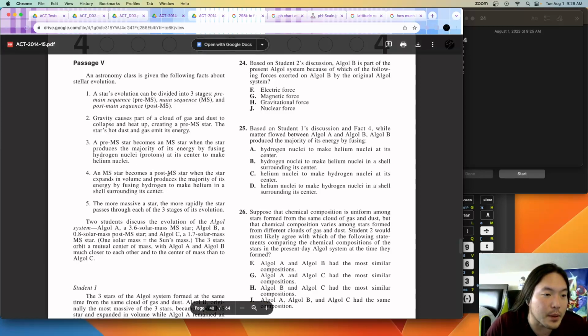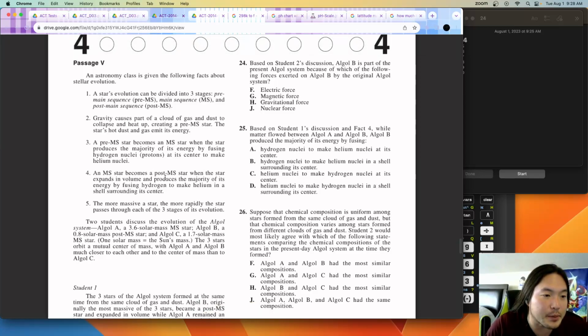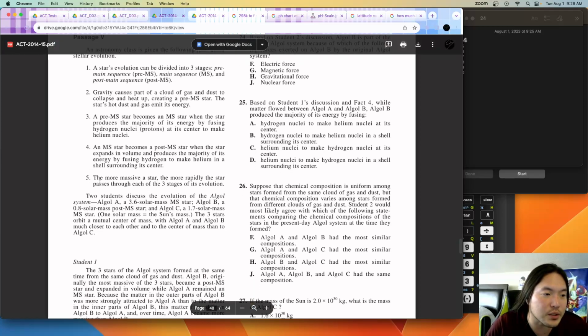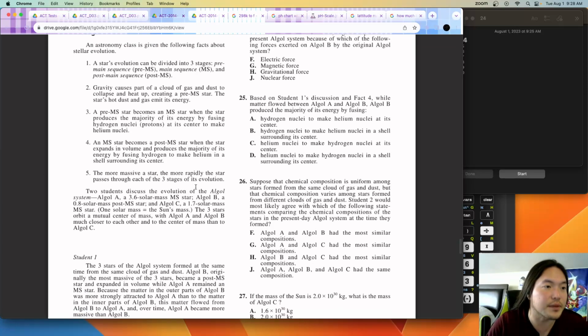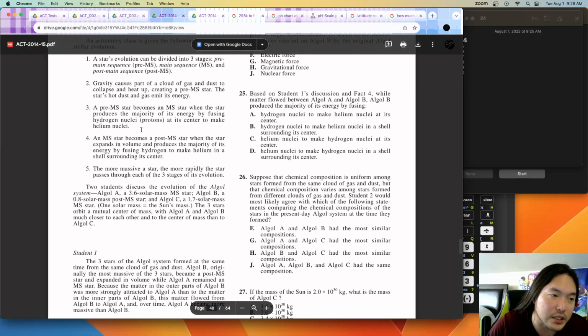An MS star becomes a post-MS star when the star expands into a volume and produces the majority of its energy by fusing hydrogen to make helium in a shell surrounding its center. Okay, and then it gets super complicated. The more massive the star, the more rapidly the star goes through each of the three stages of evolution. This is one of the coolest things I learned in college, in astrophysics.